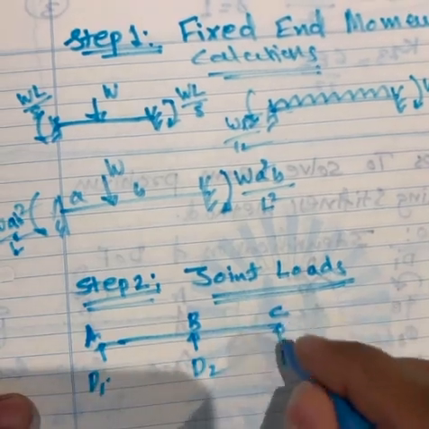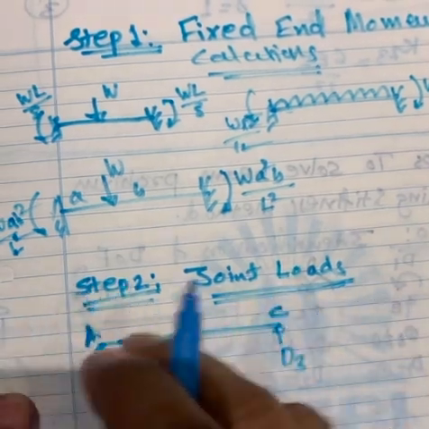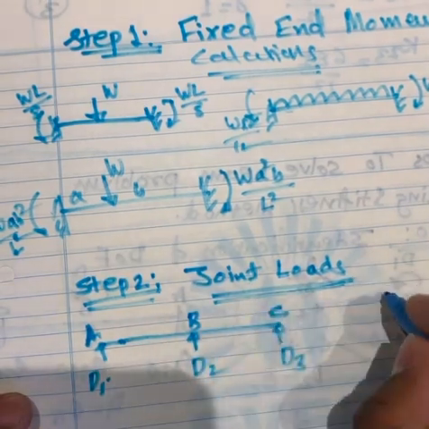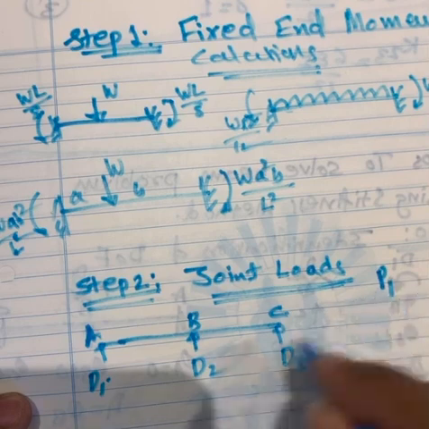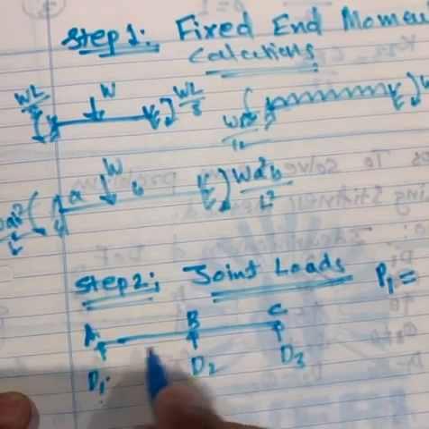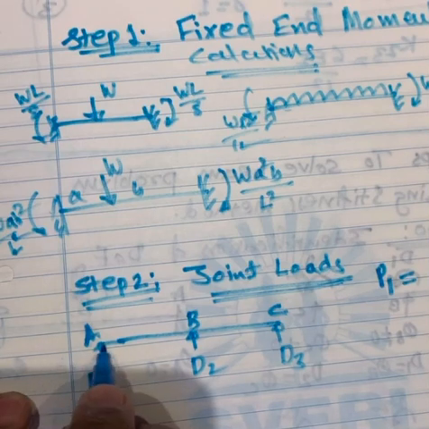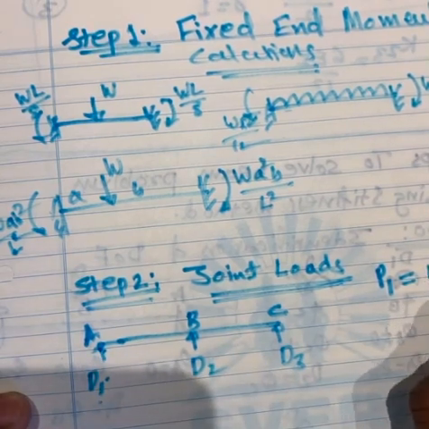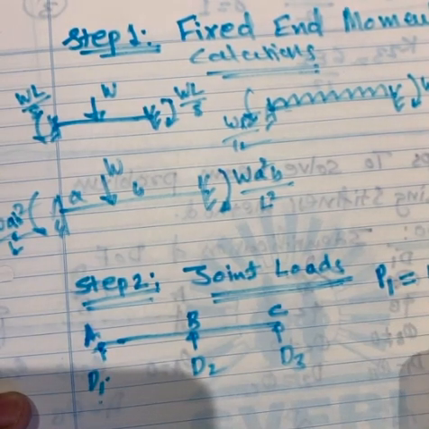So 3 joint loads will be there. And if one end is fixed, it will get reduced to 2. If these 2 are fixed, it will get reduced to 1. So let us understand this. Let us say P1, that is related to this point. So it will be the fixed end moment. How many members are contributing? Only one member is contributing, that is AB. So this will be the fixed end moment coming from AB.